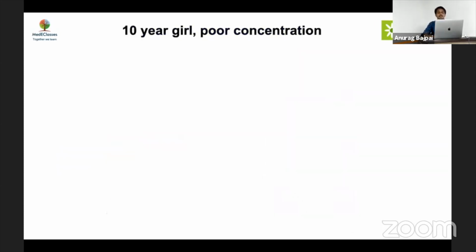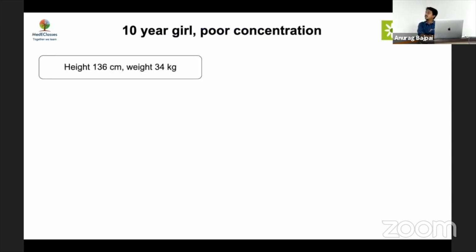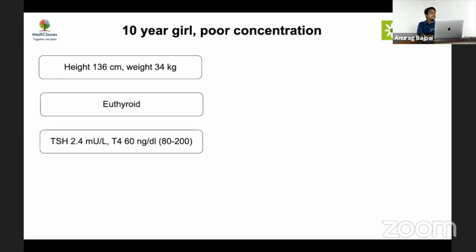You carry on. A 10-year-old girl came to us with complaints of poor concentration. She had a height of 136 centimeters, a weight of 34 kg, and was euthyroid. The TSH was 2.4, but the T4 was low. So the question that arises at this point is, is the child hypothyroid?